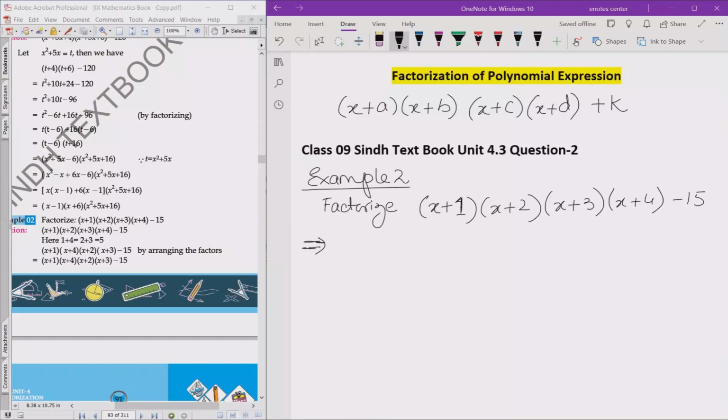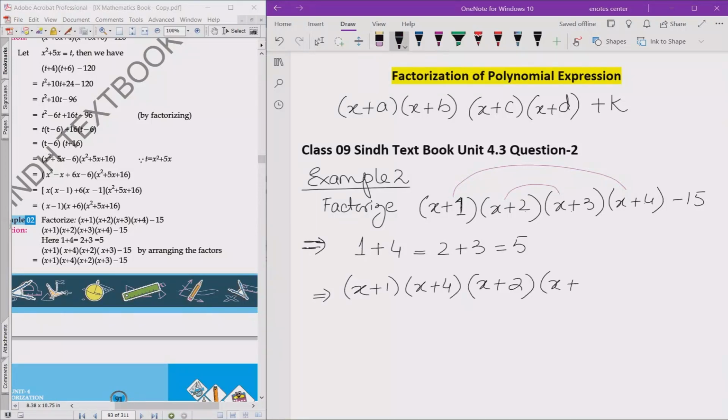Here we have a trick: here we have 1 and here is 4, so 1 plus 4 equals 5, which equals 2 plus 3, which is also 5. It means we have to multiply this bracket and this one. So first we will arrange the brackets: x plus 1 and x plus 4, then x plus 2 and x plus 3, and minus 15 stays as it is.